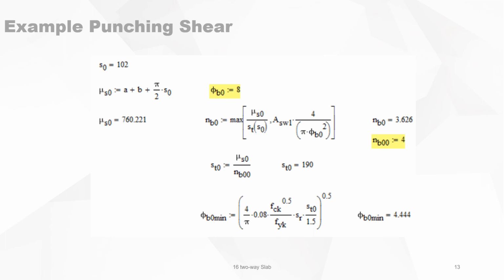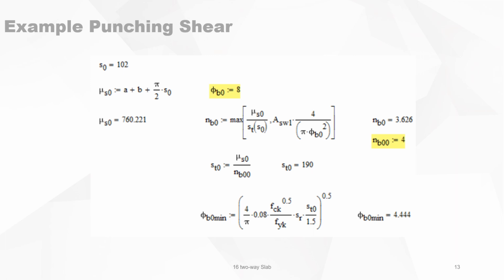So the first perimeter that we have to choose is where do we put the first perimeter, and we said we are going to put it at 0.5 times the effective depth, so that's at 102 millimeters. We calculate the total length of that perimeter at S0. Why? Because we need to determine the maximum and minimum distance of each reinforcement alongside this perimeter. So this is 760 millimeters, and now we have to choose a diameter.